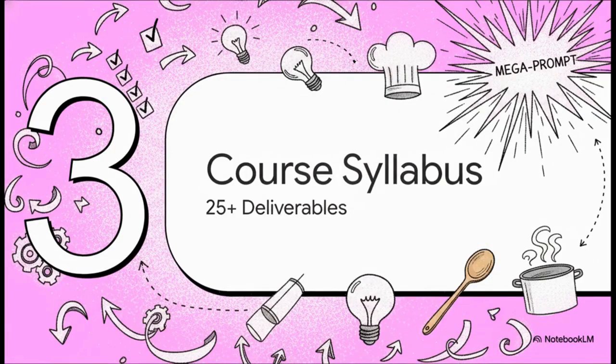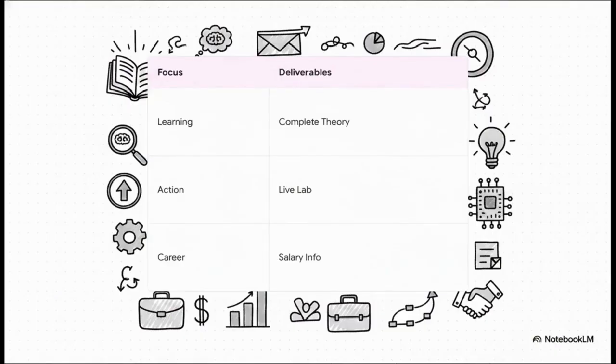Next up, Section 3, The Ultimate Course Syllabus. Okay, let's dive right into this. This is where we dissect the true core of this mega prompt. It is basically a massive kitchen sink checklist containing over 25 specific deliverables. We can actually categorize this immense list into 3 main focus areas. First up, learning. The AI has to provide a professional introduction, complete theory, real-world examples, and visual explanations.